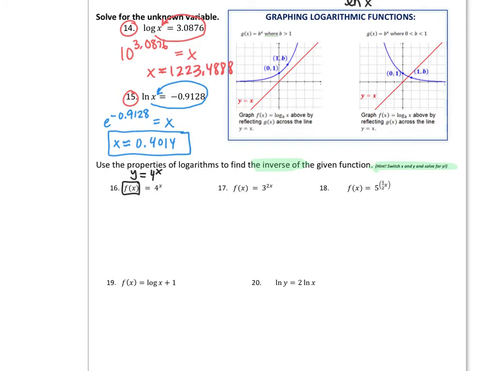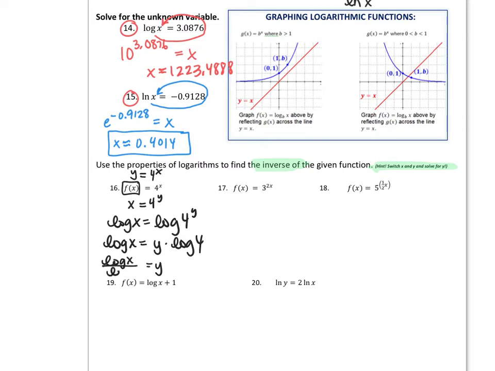So if I want to write the inverse, I have to interchange my x and y. So there we go, we did it. Now we want to isolate the y. So how do I get that y off of being an exponent? That's when we do the log on both sides. So log x, log 4 to the y. Now I can bring that exponent down. And I can isolate y by dividing both sides by what's by the y. So as weird as it looks, this is our inverse.